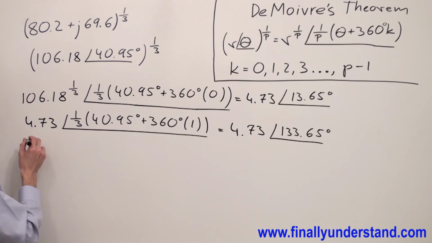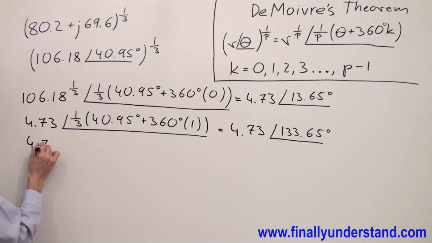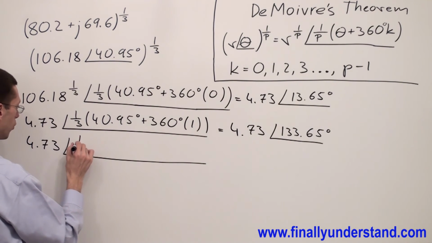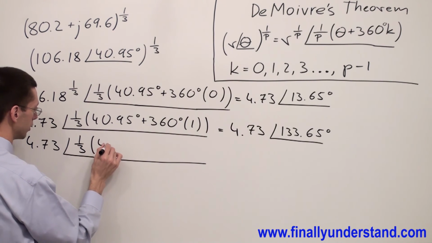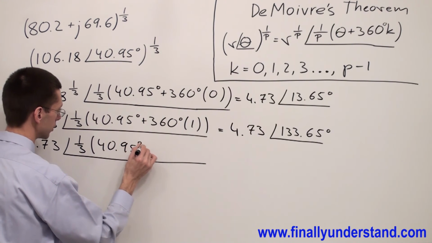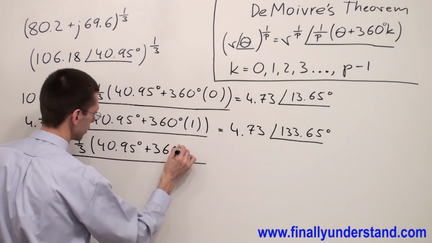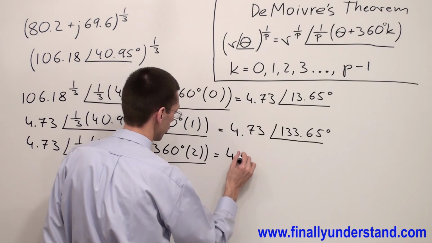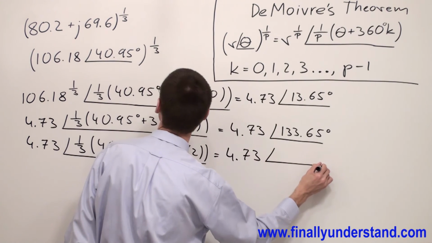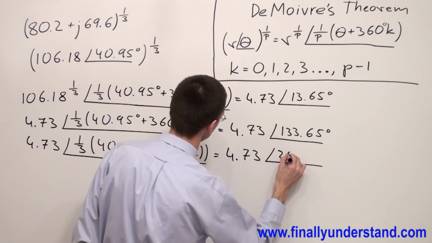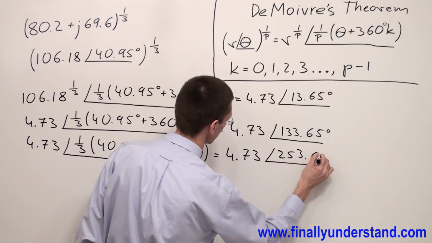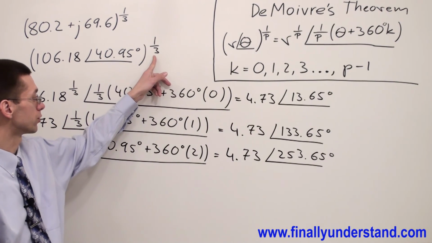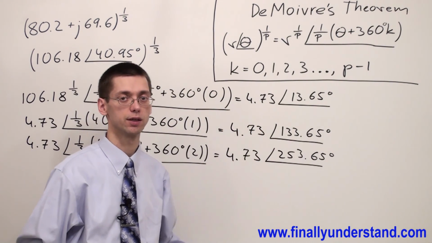Let's find the third one. I have 4.73 and I have angle 1/3 times 40.95 degrees plus 360 degrees times 2, which is equal to 4.73 and an angle of 253.65 degrees. We were supposed to have 3 roots. I found 3 roots, so I can say that the problem is solved.